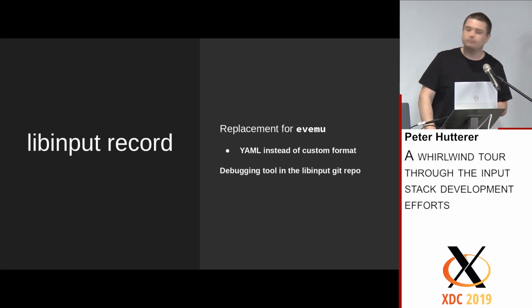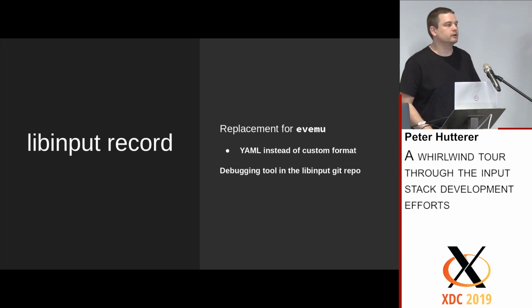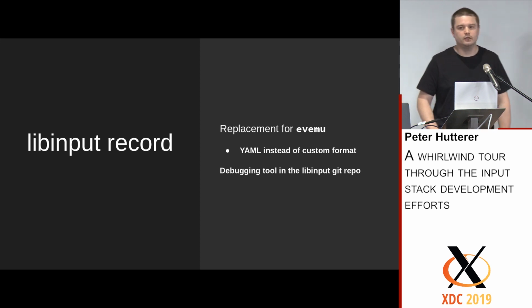So that's how libinput record came to be. This is the primary debugging tool right now to figure out if a problem is in libinput or in the kernel, because it allows us to record the kernel events and then replay them locally to put libinput on top to reproduce bugs. It uses YAML, which is slightly more extensible because you can just shove new keys in there and everyone else discards it anyway.